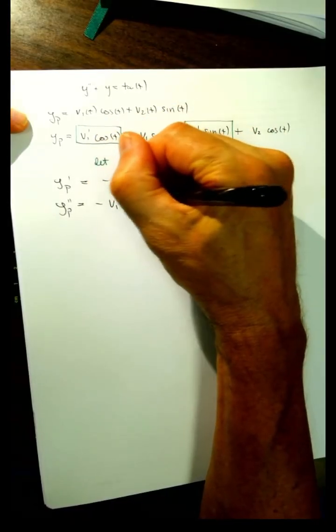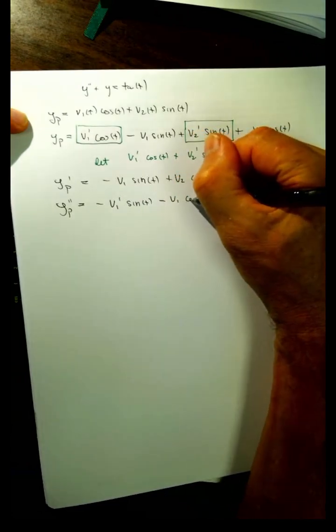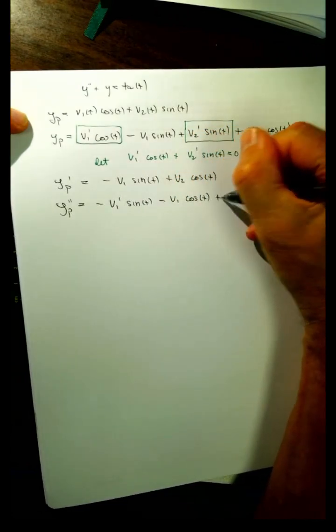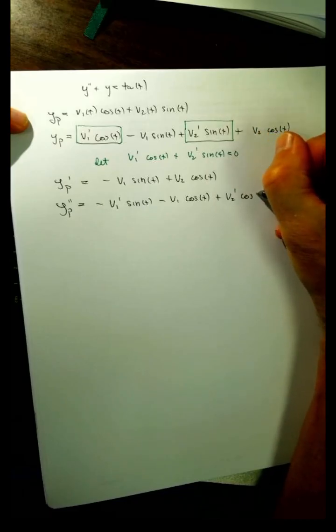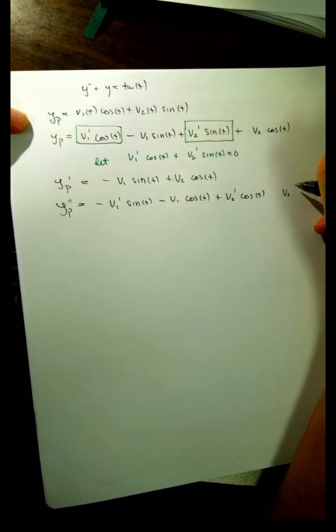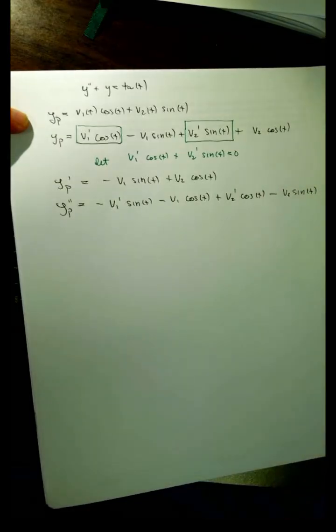So I'm going to get minus v1 prime sine of t minus v1 cosine of t. Then for the v2 cosine of t, I'm going to get v2 prime cosine of t, and the derivative of cosine is minus sine of t.